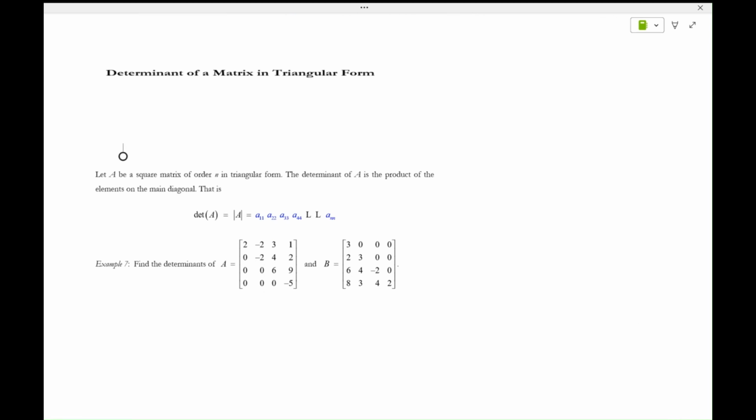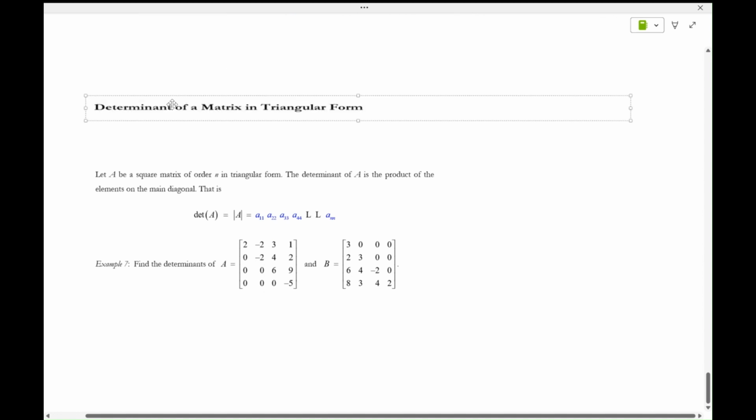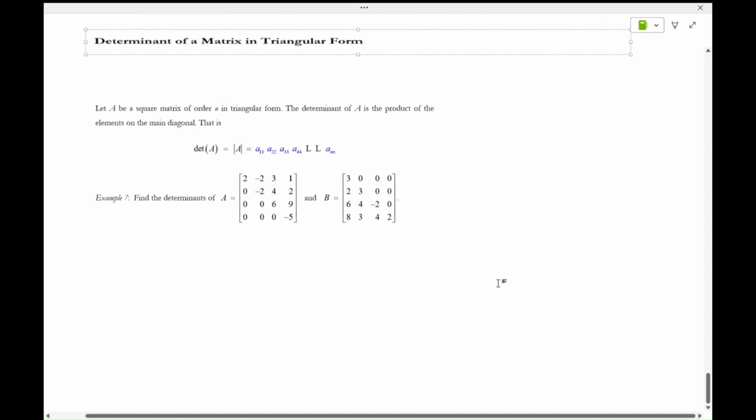What do we mean by a matrix in triangular form? Triangular form means a matrix that is upper triangular or lower triangular. So this is very easy. As you can see now, example 7. Anytime you want to find the determinant, you say let A be a square matrix of order n, which is in triangular form. What do we need to do?